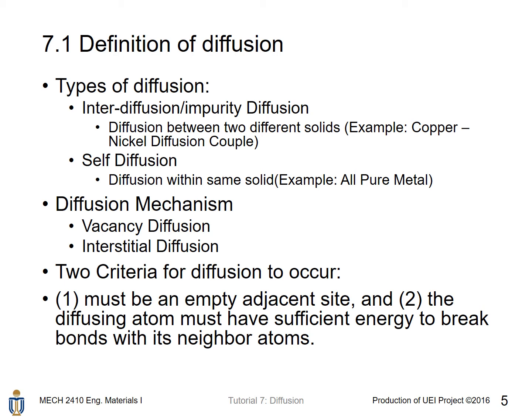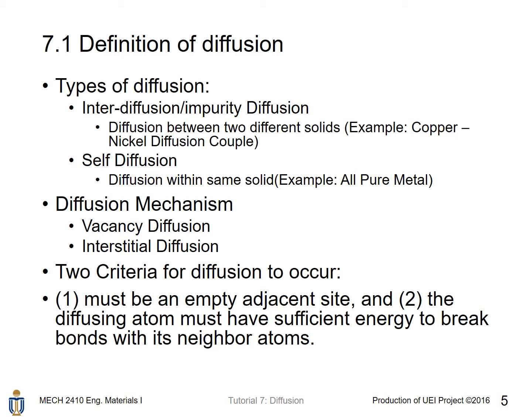It is the diffusion within the same solid. For example, even within a pure metal, the atoms can move within the metal, and that is self-diffusion. And there are two types of diffusion mechanism. The first one is the vacancy diffusion, and the second one is the interstitial diffusion.